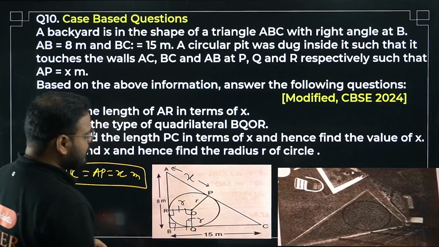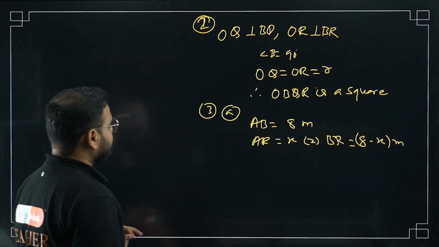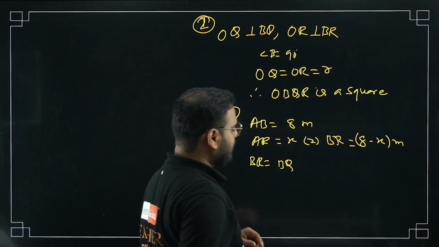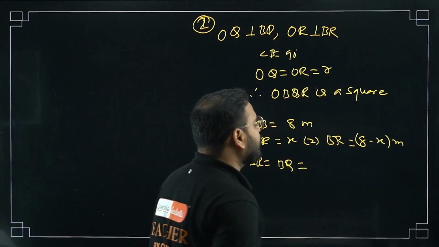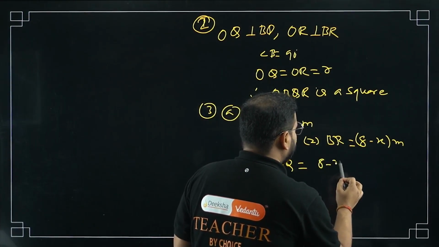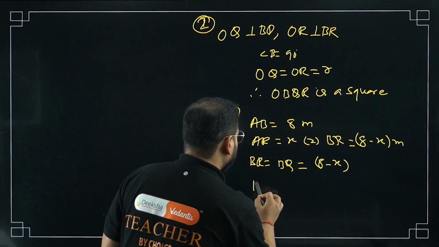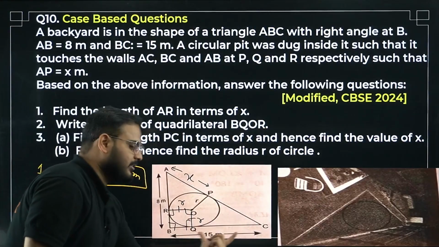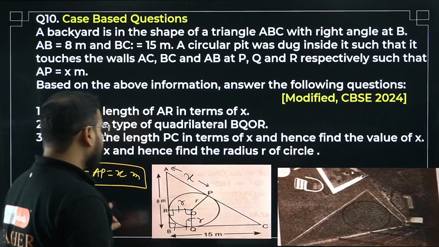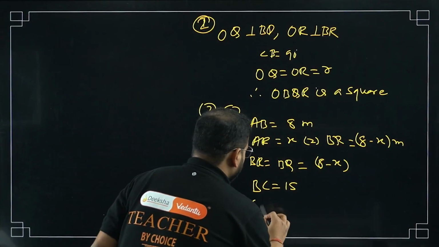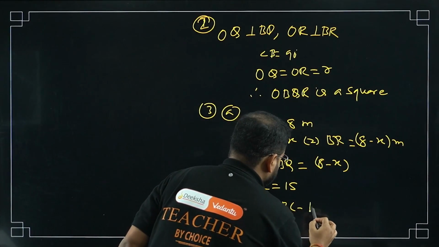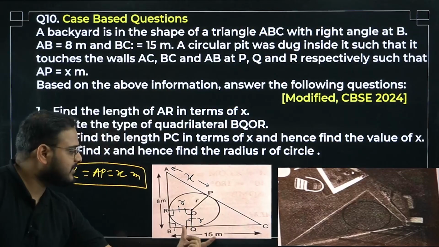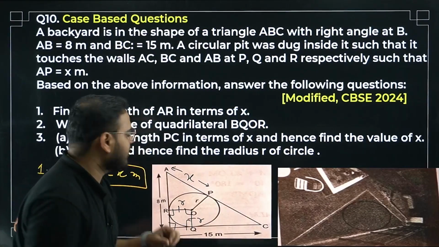Also, BR equals BQ, which will be 8 minus X. We also know BC is 15, given here. It means CQ will be BC minus BQ. This whole BC minus BQ will give me CQ. All of you agree? Okay, have a look.